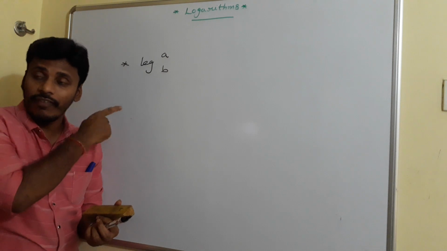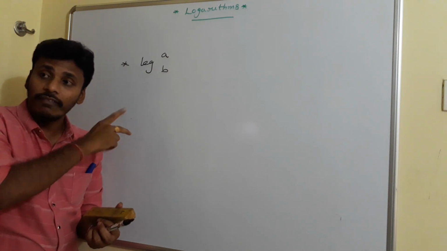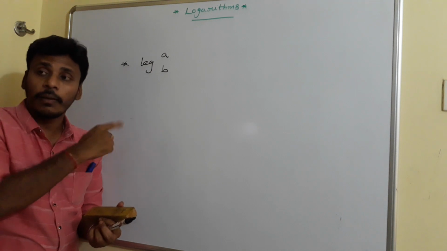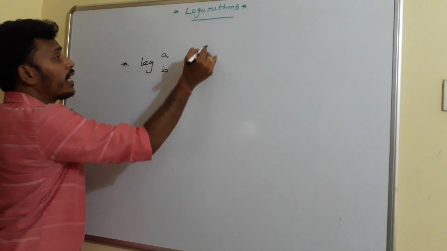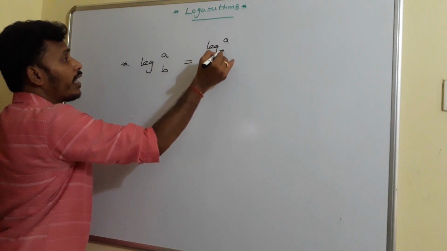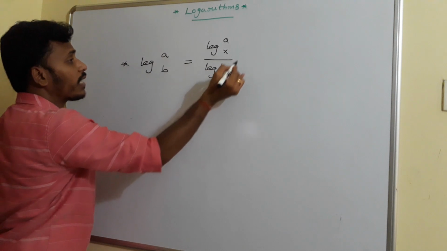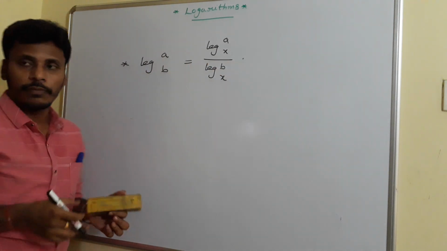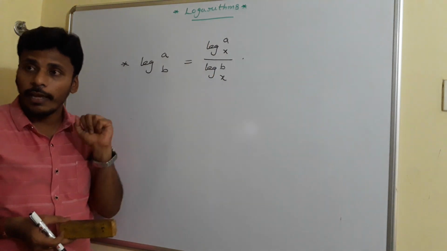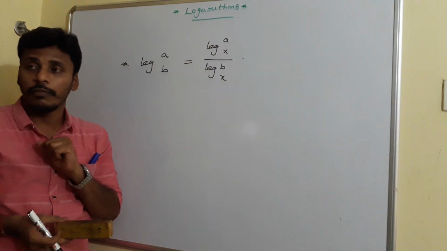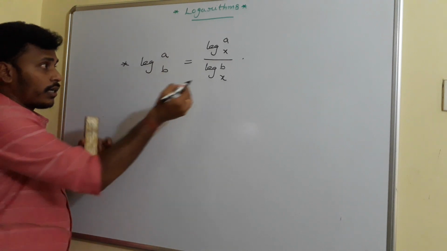So the value is logarithm with base b, and now I am going to convert this logarithm to some other base. See, logarithm of a base b can be written as logarithm of a base x divided by logarithm of b base x. Again, just concentrate on this. Logarithm of a base b is equal to logarithm of a base x divided by logarithm of b base x.